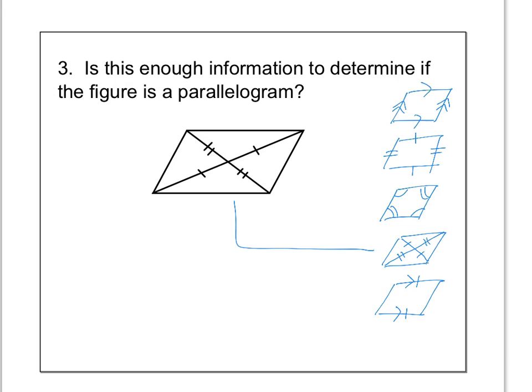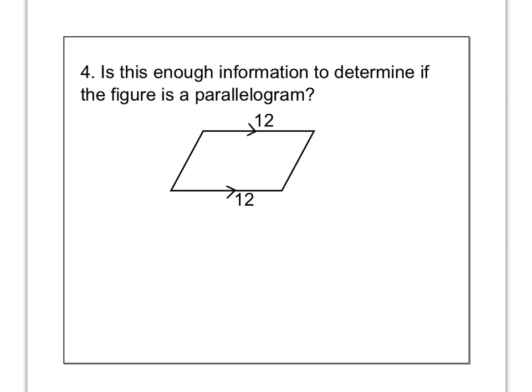If you're thinking number 3 kind of looks like this one, where the diagonals bisect each other, you're right. So yes, you can determine it's a parallelogram because the diagonals bisect each other. Go ahead, try number 4.